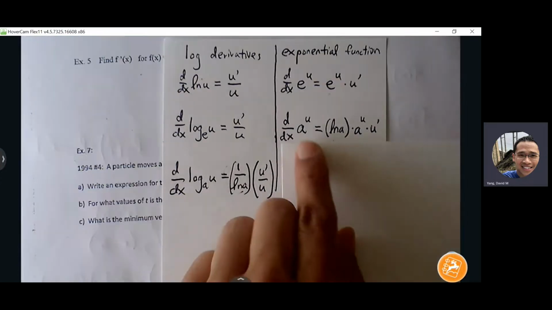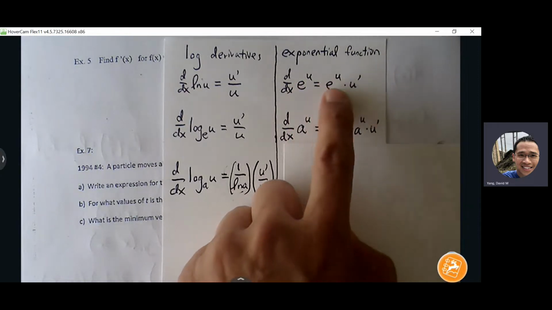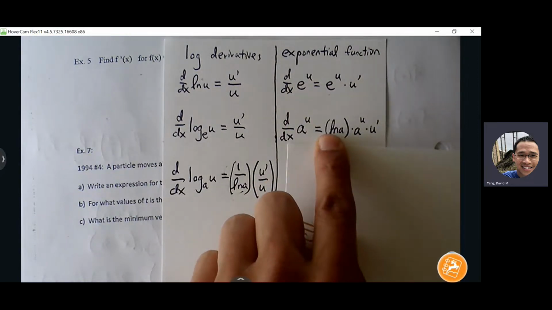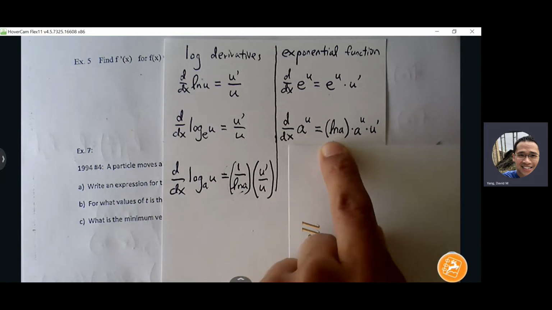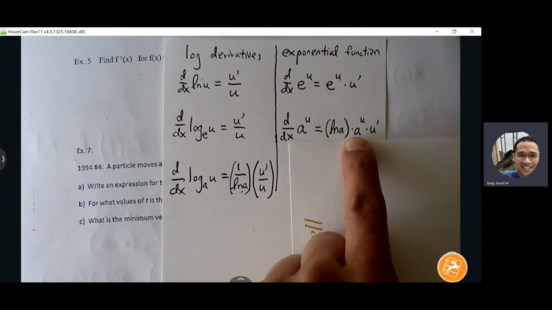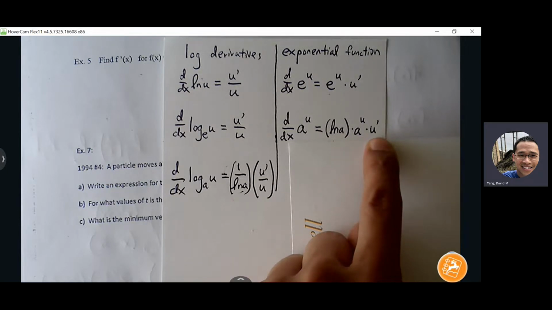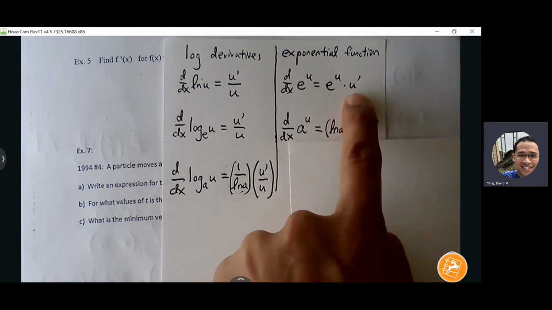So if I have a to the u here, I want to show you the similarity between this and e to the u. So first we got to make the adjustment. So natural log of a basically does the job of converting it into something that is manageable. And then look what we have. The original function times the exponent's derivative. Same thing here. Original function times exponent's derivative.